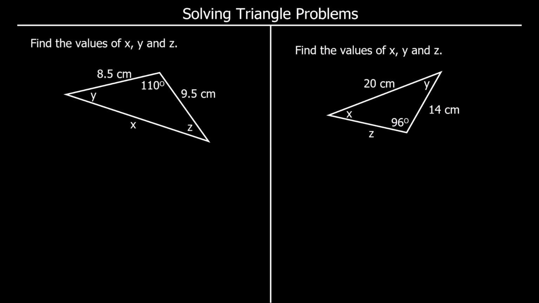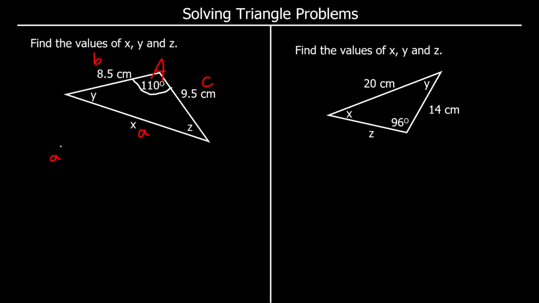Here's another question. Again, find the values of x, y, and z. This time we've got an angle with the two sides. We know the two sides next to it. So that looks like a cosine rule question. If we have big A, this is little a, this is b and c. So we can use the cosine rule to find x, and then we'll be able to use the sine rule to find the missing angle, and then 180 minus the other two angles.